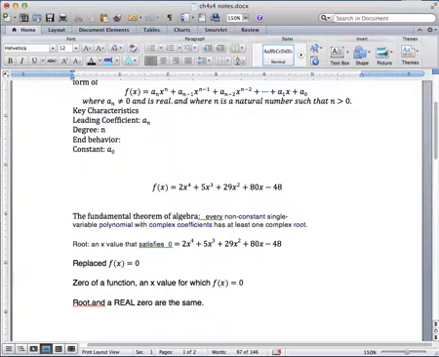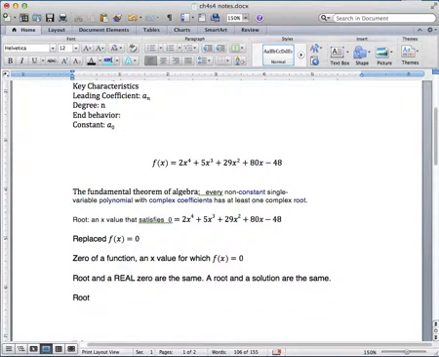And it's also known that a root and a solution are considered to be the same thing. So really we have 4 words that imply the exact same thing: root, solution, 0, and x-intercept. So those are all, in general, the same thing.